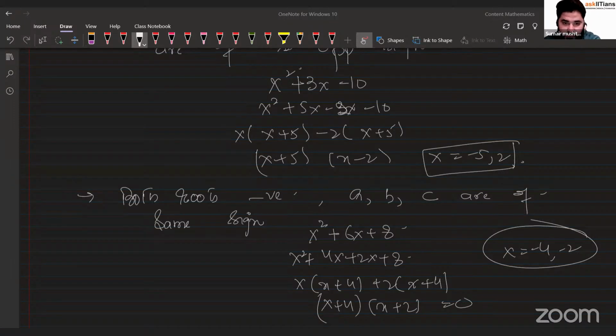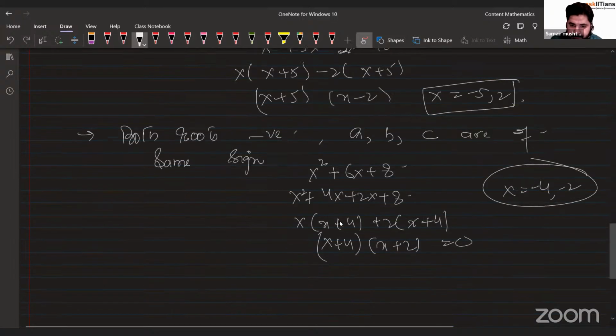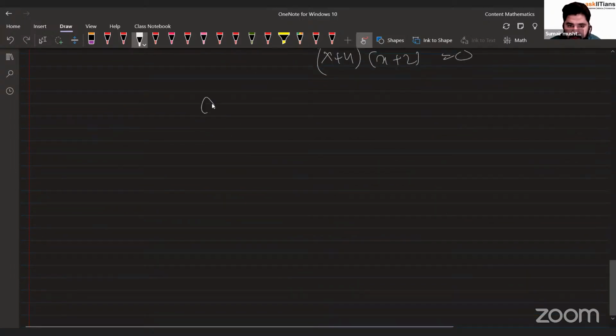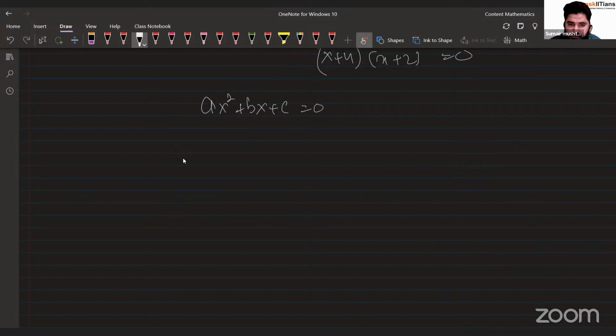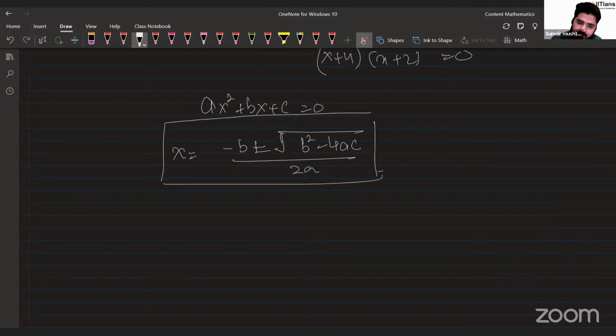Okay. Now you can also find the roots with the help of the quadratic formula, isn't it? What is the quadratic formula? So you have ax square plus bx plus c equal to 0. So x can be put equal to minus b plus minus root of b square minus 4ac, divided by 2a. So this is the quadratic formula by which you can find the roots.